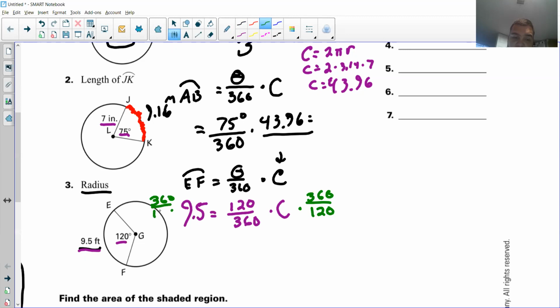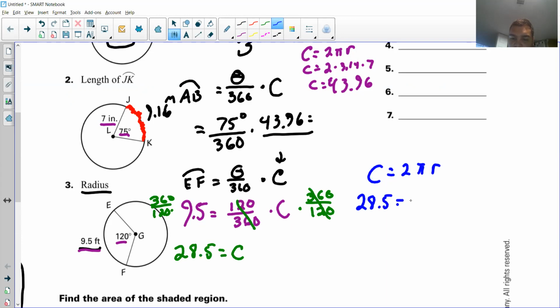Excellent. So that's going to give you the circumference. So it's not the final answer, but it'll get you closer. So this will cross out. This you'll multiply out. So that should be 28.5 equals C. So this is C, right? And then I'm going to have to use my other equation, which is C equals 2 pi r. I have my C, which is 28.5, equals 2 times 3.14 times r.